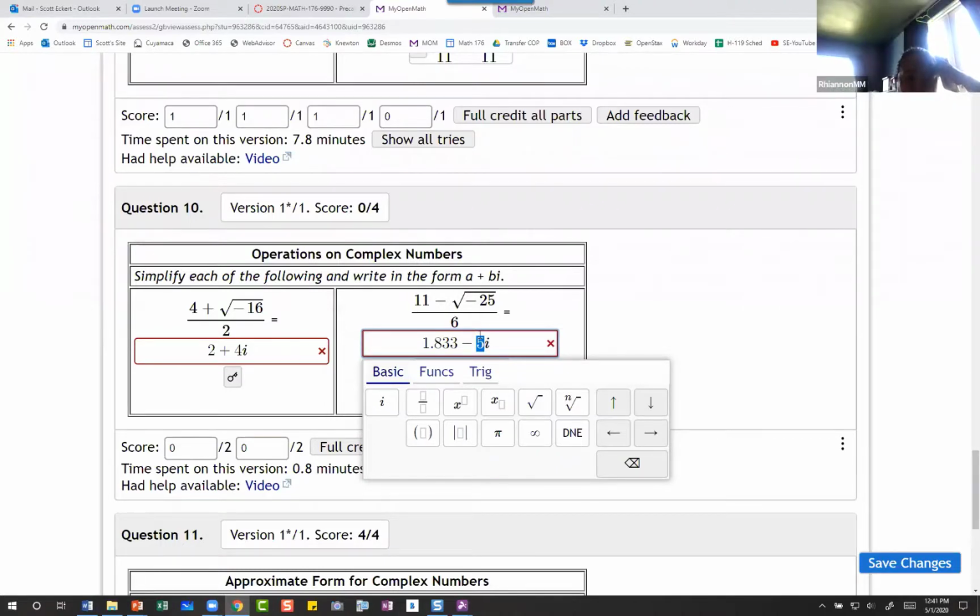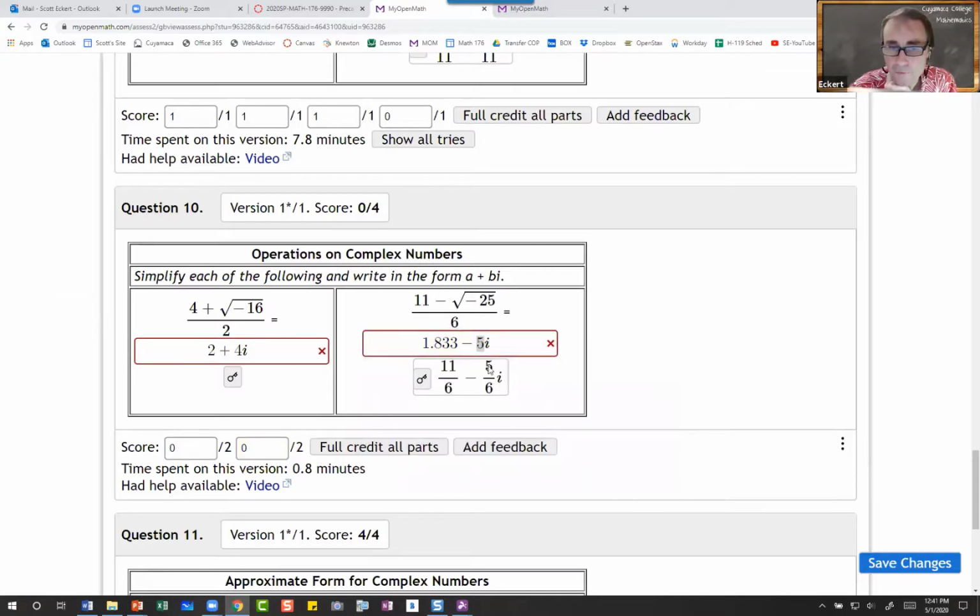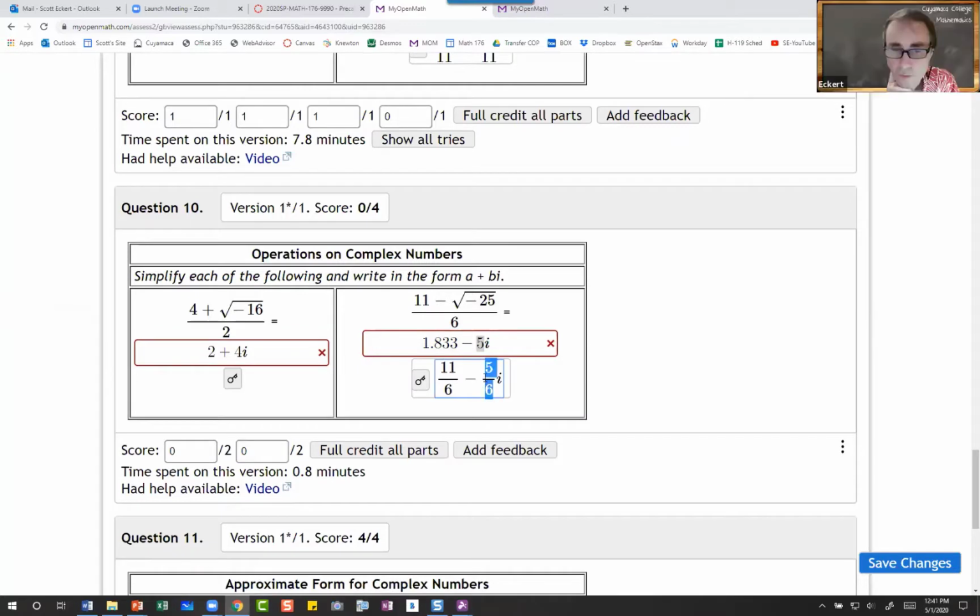Rhiannon, there's a mistake on the second one. 11 divided by 6 is 1.833. That is correct. But you also have to go 5. Square root of 25 is 5 divided by 6. But you only put 5i. And it should be 5 over 6i. So that's the part that went wrong with this one here.